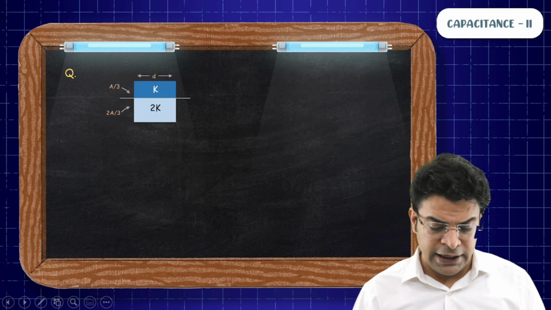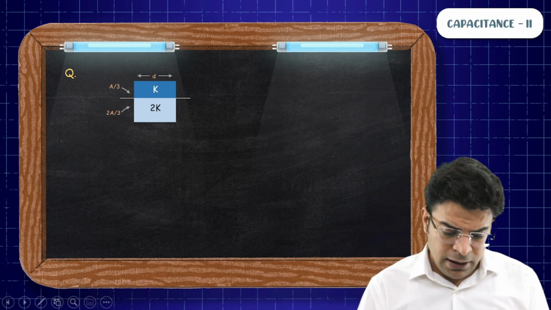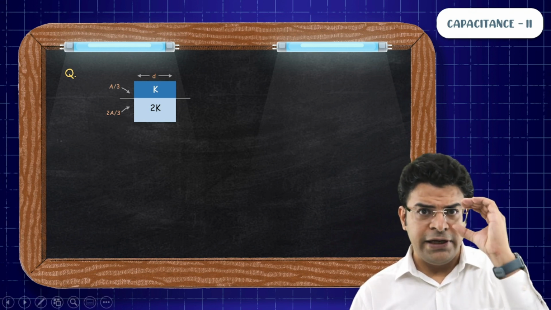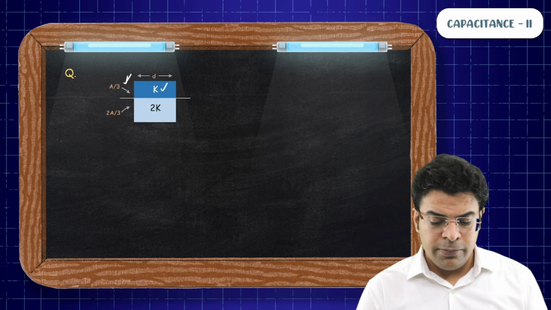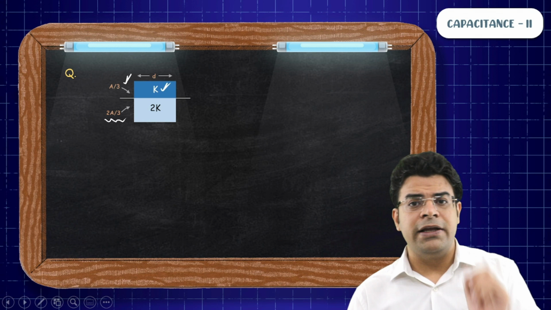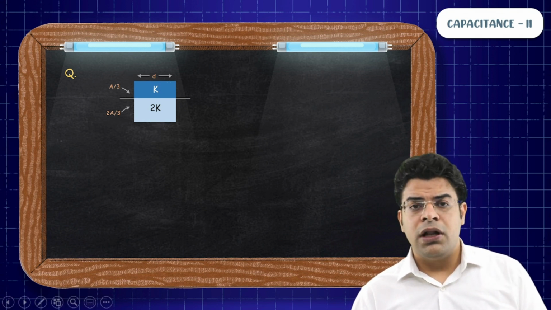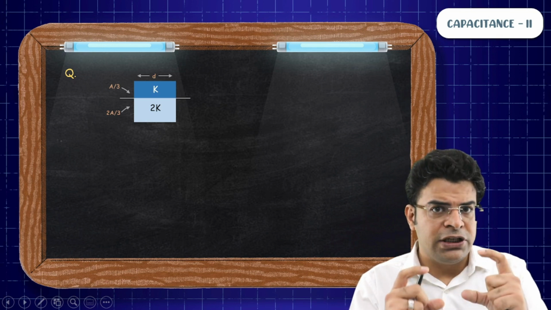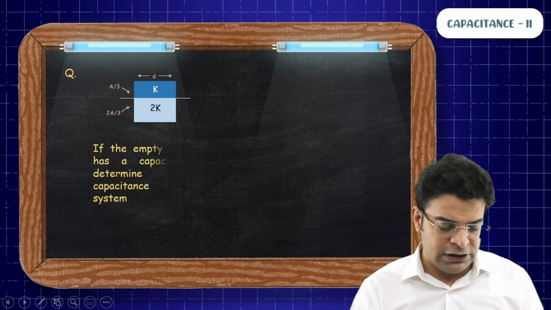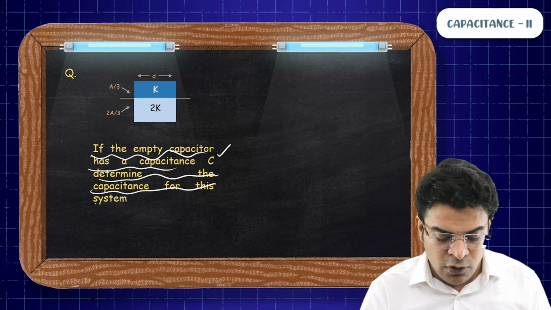The question goes like this: now you have again two plates. The entire plate area is A. The upper A by 3 area is filled with a medium of dielectric constant K, and the lower 2/3 area, 2A by 3, is filled up with a medium of dielectric constant 2K. Now what will be the capacitance of this system if the capacitance of the empty capacitor was C? So if the empty capacitor has a capacitance C, determine the capacitance for this system.